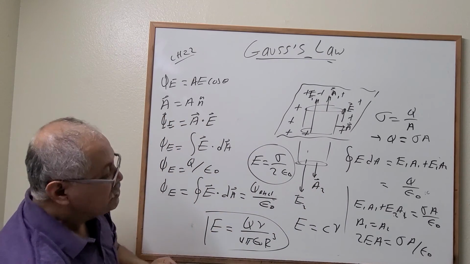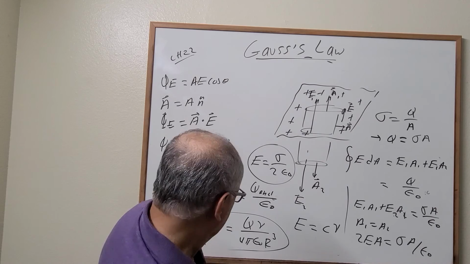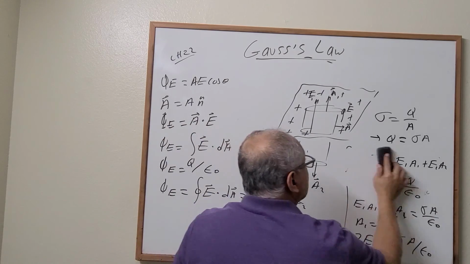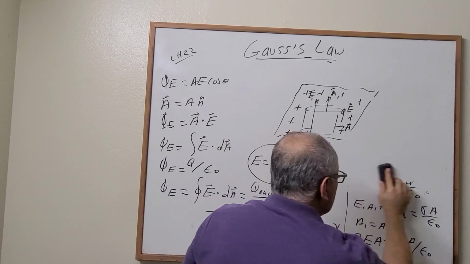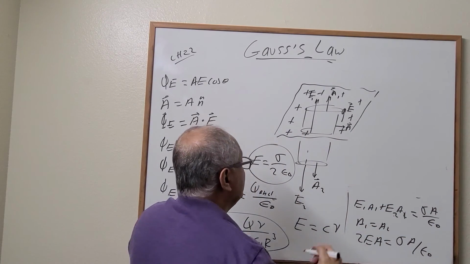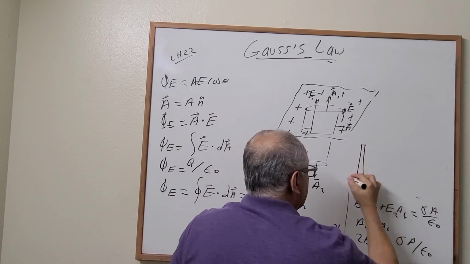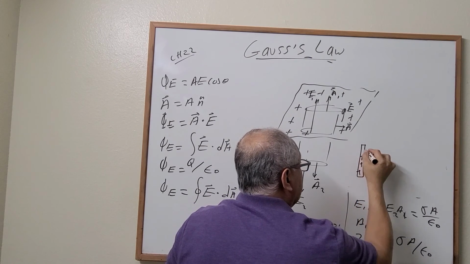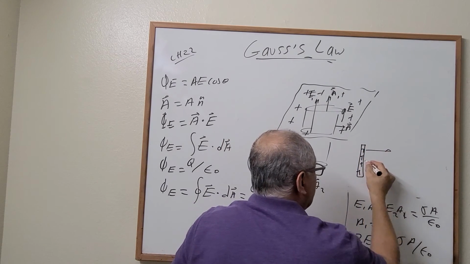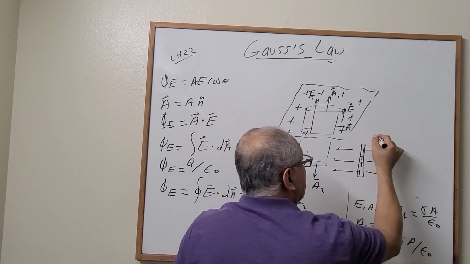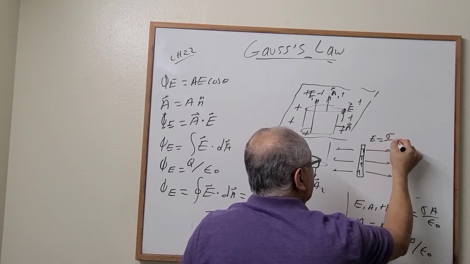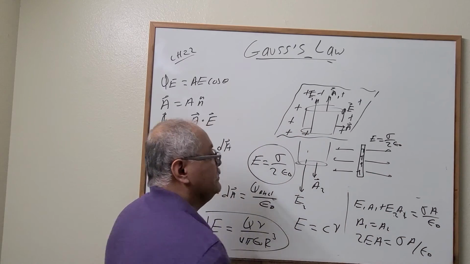Correct? So what do we have then? We can also represent this in this way. We have this huge plate, possibly charged, right? So we have the electric field in both directions. And the electric field is equal to sigma divided by 2 epsilon naught.